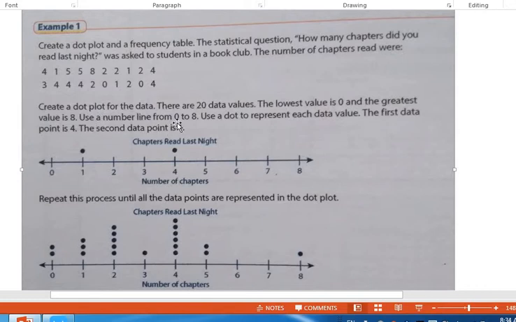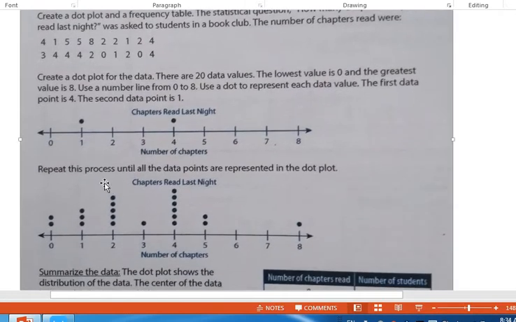Use a number line from 0 to 8. Use a dot to represent each data value. The first data point is 4. The second data point is 1. Okay, so I have a number line from 0 to 8, and for 1 I have just 1 dot, and for 4 I have 1 dot. Repeat the process until all the data points are represented in the dot plot.